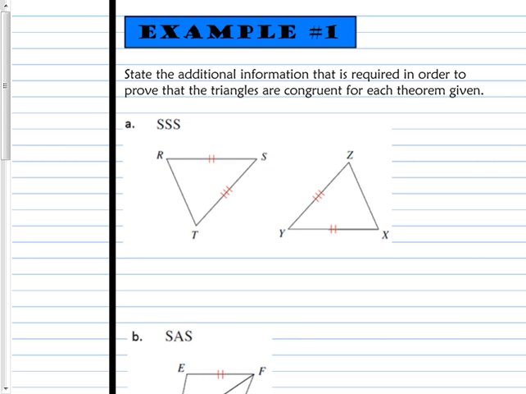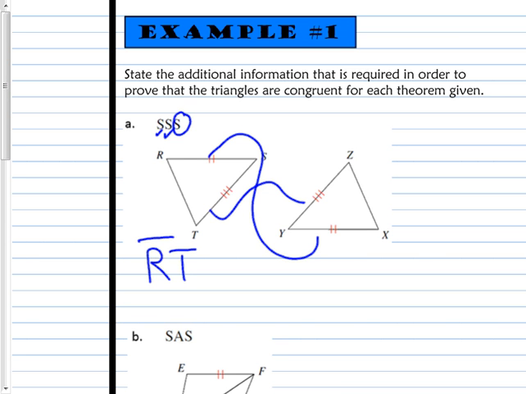In order to prove this, let's look at what we already have. We already have a side: RS is congruent to XY. And we already have another side: ST is congruent to YZ. So we need a third side. We have a missing side, and obviously we can see which side we're missing. I'm going to name it RT. You could also call it TR. It doesn't matter which one you call it, RT or TR. What does matter is what you call the second one.